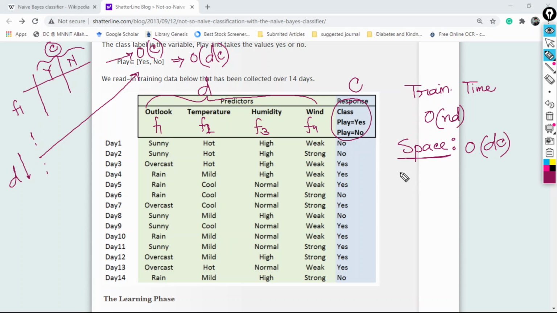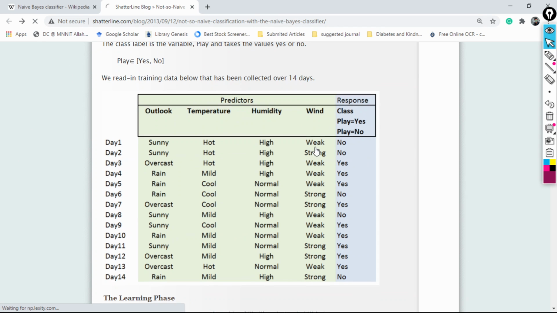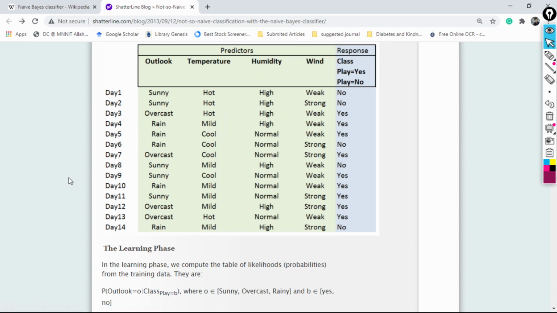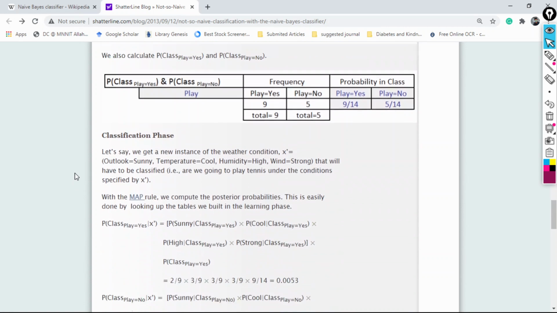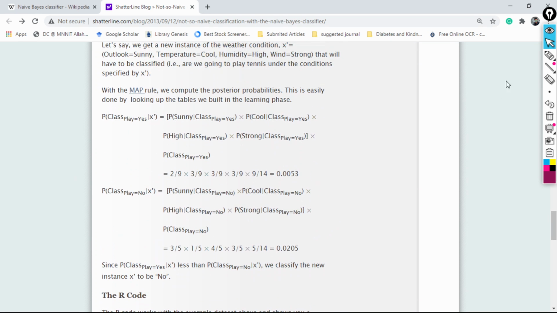Now let's see what we are doing in the test phase. In the test phase, we are interested in calculating these two values, this value and this value.